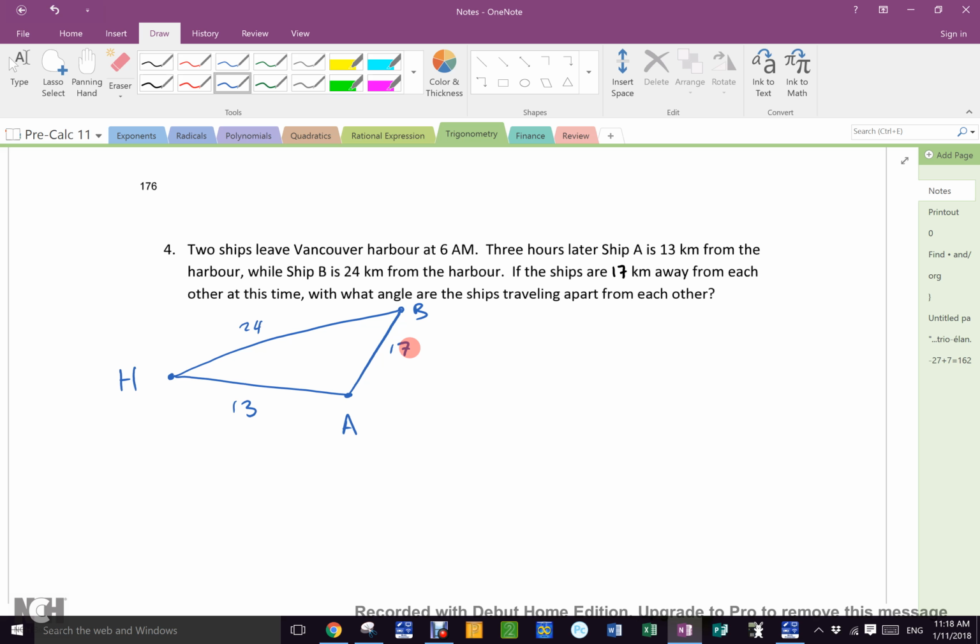Cos C. Where is the C? It matters because that sets up the A and the B, doesn't it? That makes the 17 C, and these two don't matter, correct? Cos C equals C squared minus A squared minus B squared over negative 2AB. And then you just fill it in. Is everybody good?